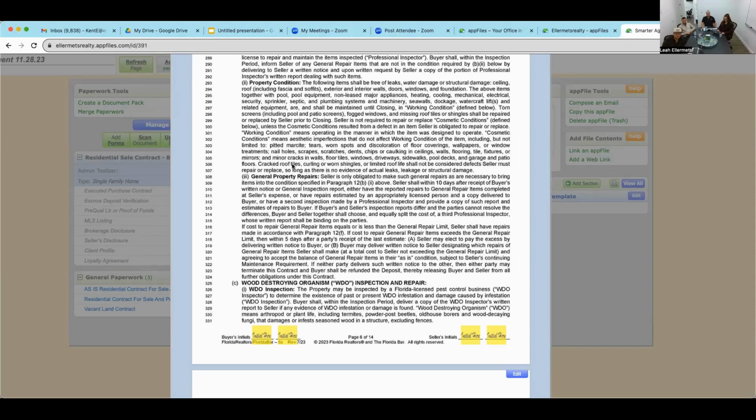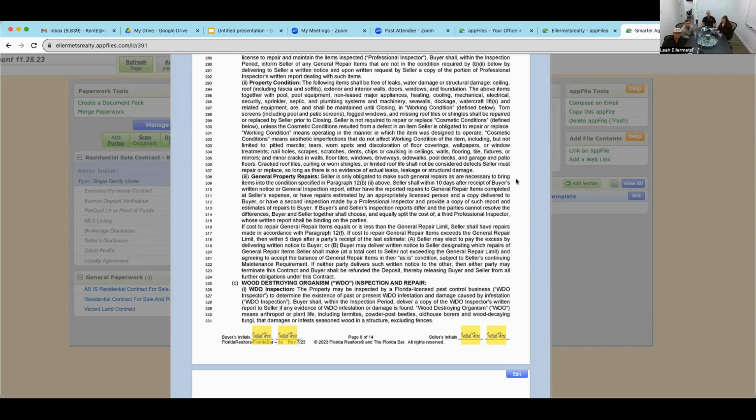If those things are on there, and you think the house needs a roof, or the seller says the home needs a roof, you better write in additional terms who's paying for that roof. Don't just skip over that and go okie dokie. That's where it's really important that we read these contracts. How about the seller is only obligated to make such general repairs as are necessary to bring the items into the condition specified, in other words, functioning.